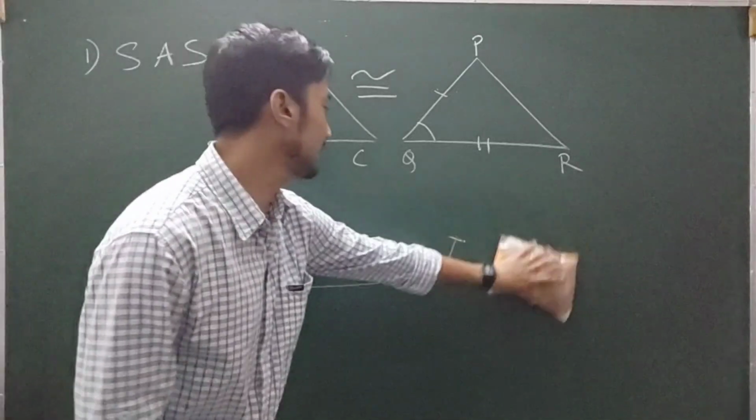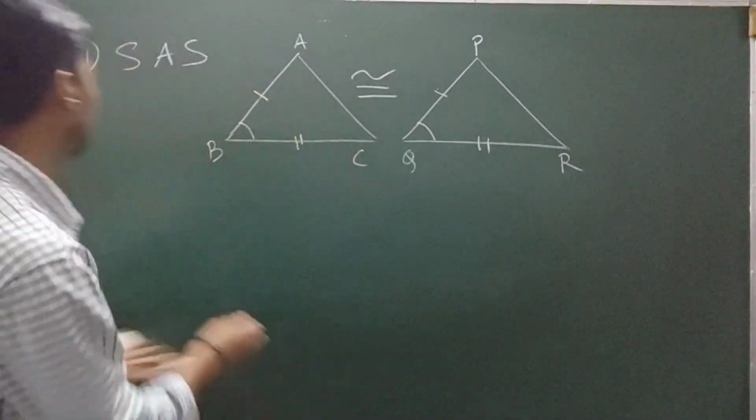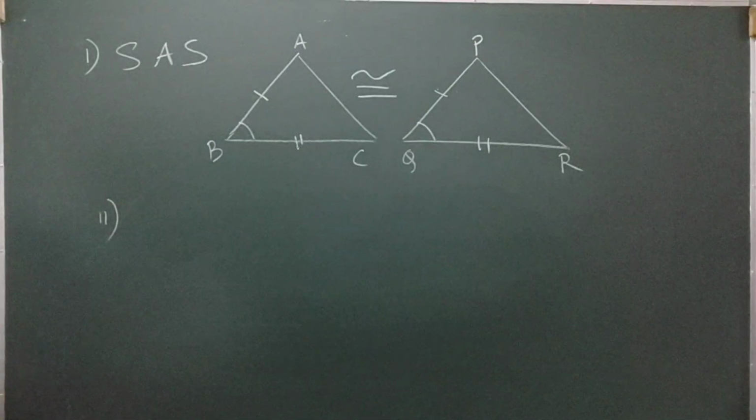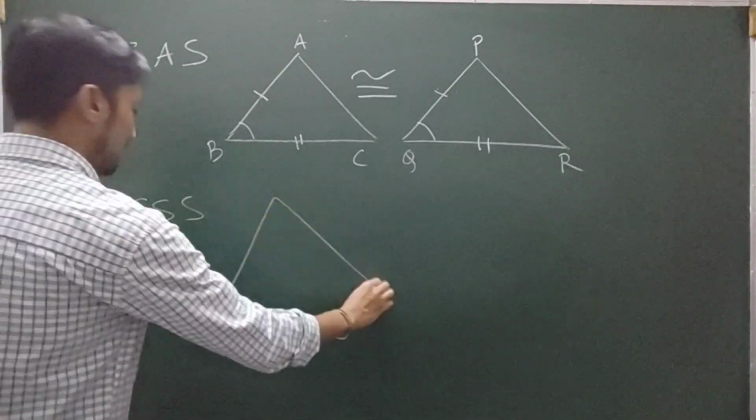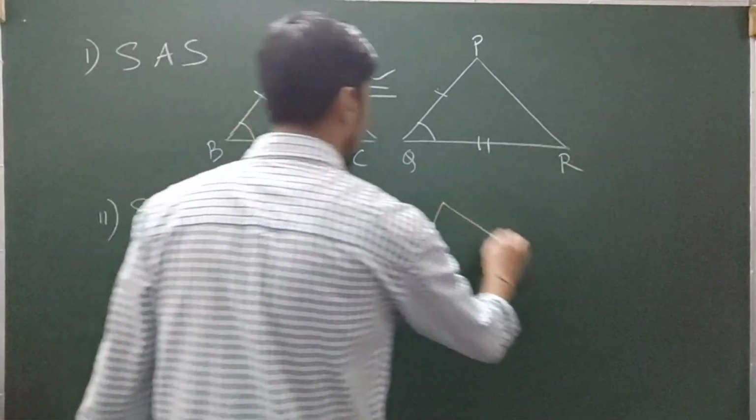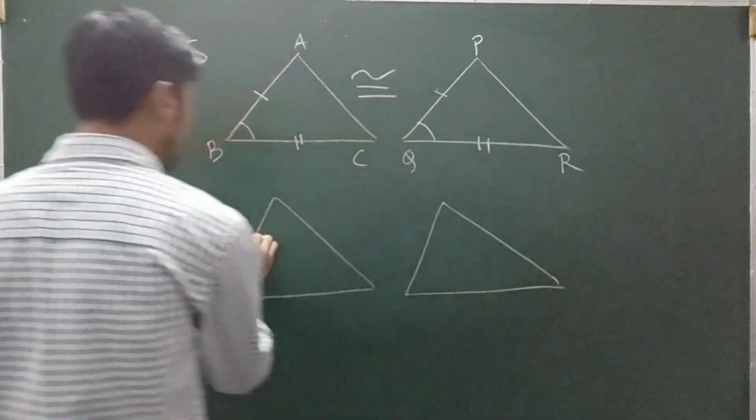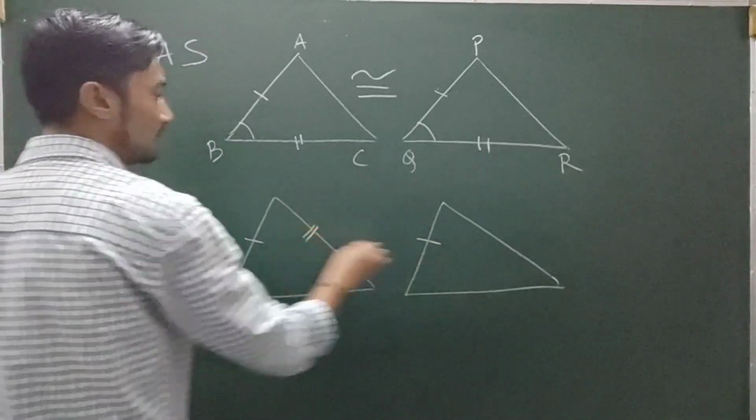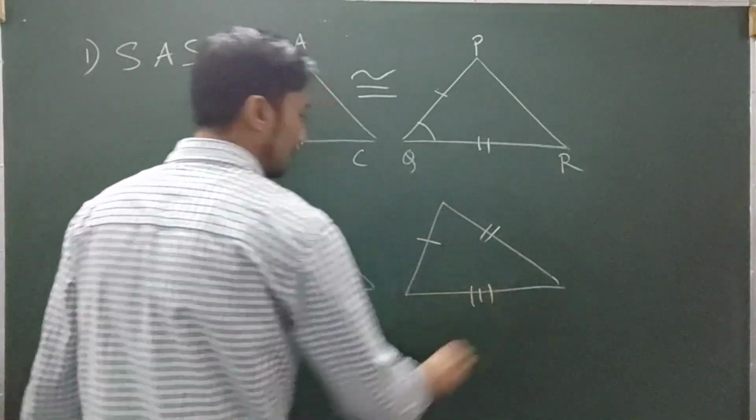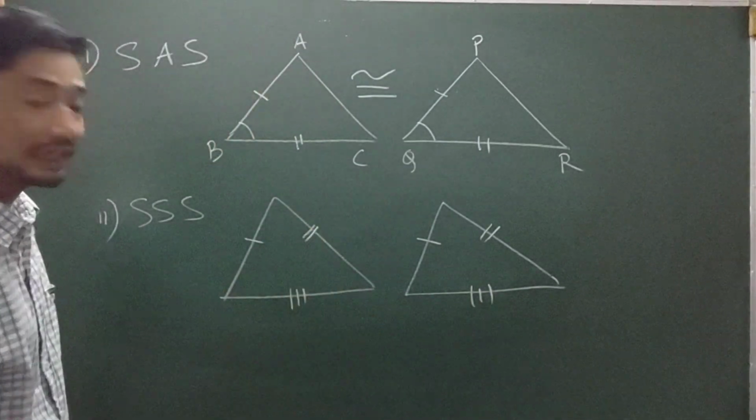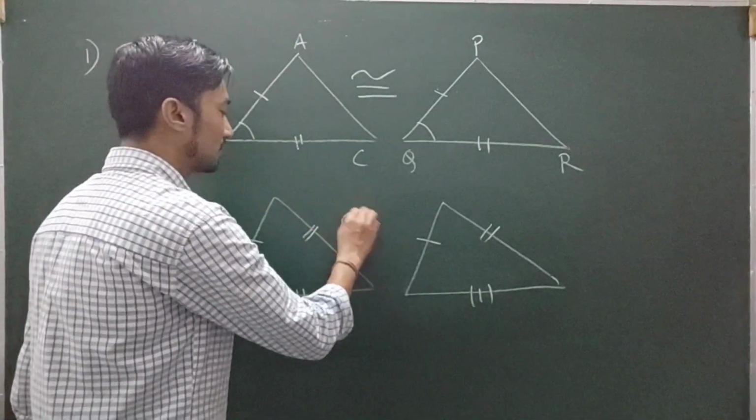Okay, what is the second one? In brief, I'm telling you quickly. Side, angle, side. The other one is side, side, side. This one I think you can guess. If all the 3 sides are equal, this side equal to this side equal to this side, double dash means same sides, triple dash means these two. If the 3 sides are correspondingly equal, then yes, they are also congruent.